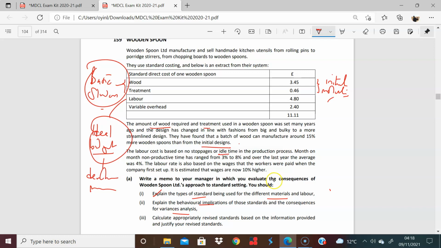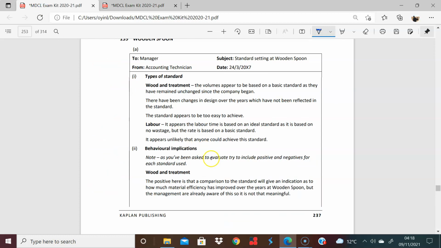And then in terms of revised standards, what we want to do is cater for the changes. We are told that the non-productive time has changed on average at 4%. So we want to integrate that 4% into this. We know this is technically 96%, so we want to find the 100%. But we also know that wages have increased by 10%, so we also want to adapt that as we go along. So let's go to see what they're telling us.